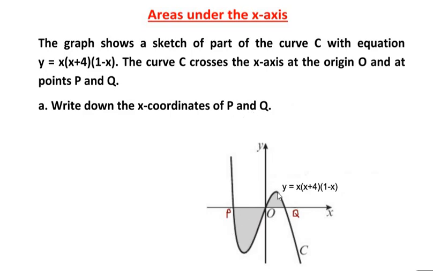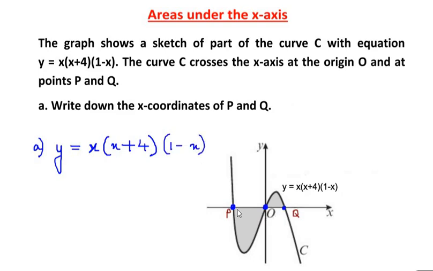As you can see, the equation of the curve is given as y equals x(x + 4)(1 - x), and whenever they say the curve crosses the x-axis, at that moment the y coordinate becomes equal to 0 because all the points are lying on the x-axis. So for this question, where they have asked us to write the x coordinates of P and Q, let us write down the given equation of the curve: y equals x times (x + 4) times (1 - x).